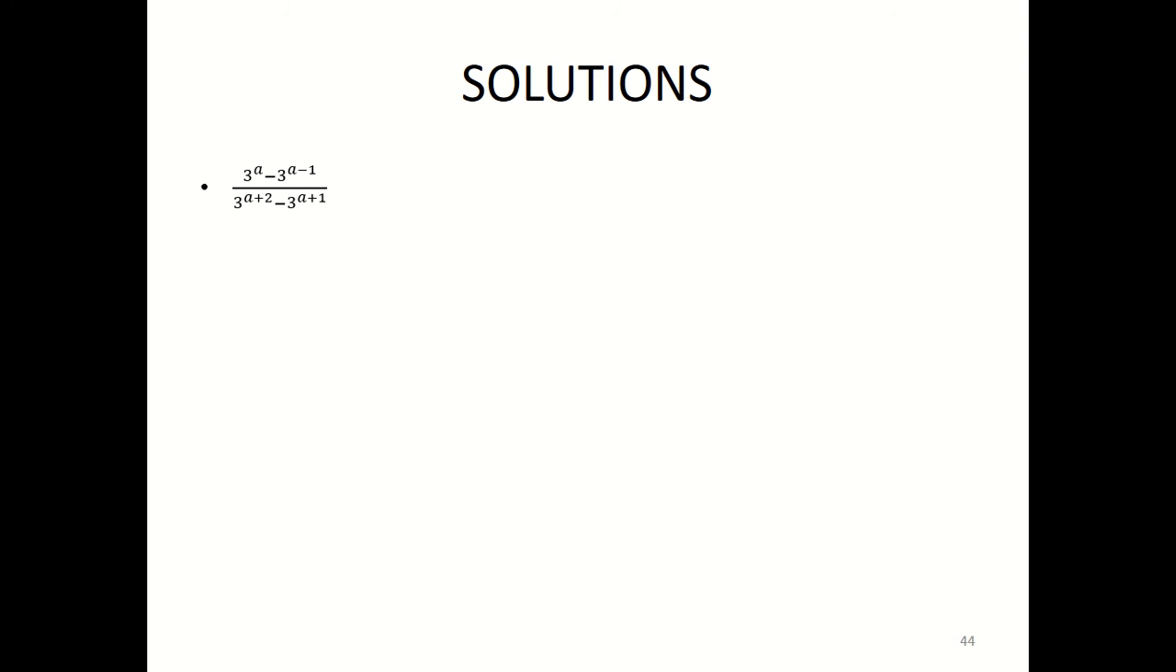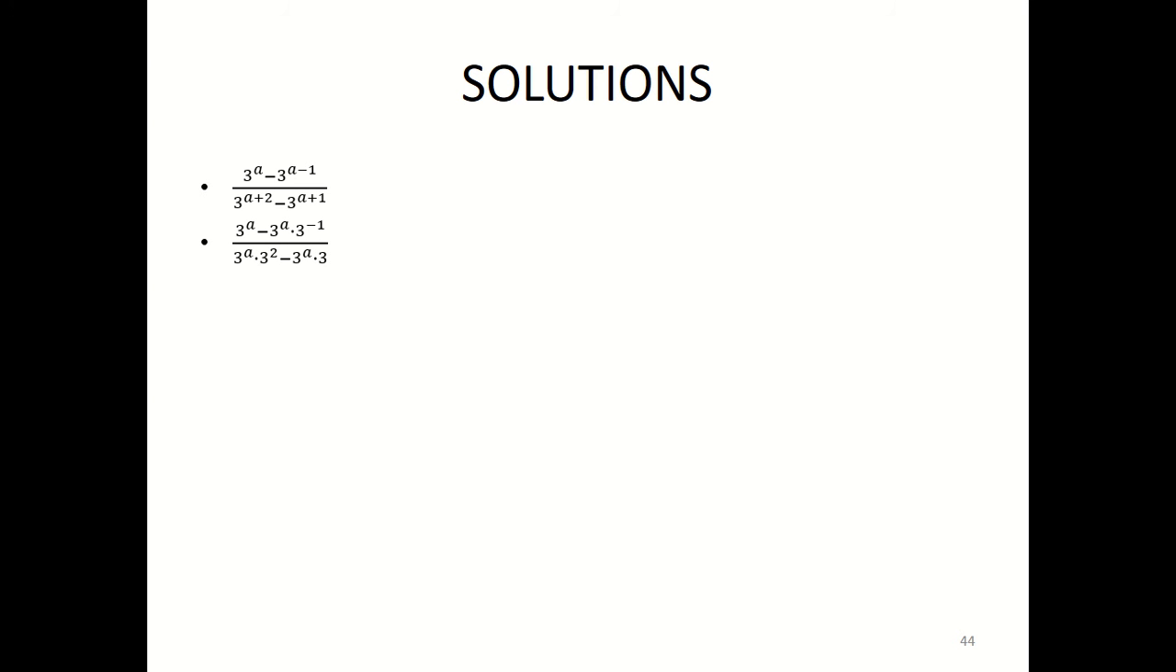When there's plus or minus, split the base. Split the base, all right? Now, how do we split the base? There's nothing I can do with 3 to the exponent of a. I'll just leave it as it is. But 3 to the exponent of a minus 1, I can split that by writing it as 3 to the exponent of a multiplied by 3 to the exponent of minus 1.